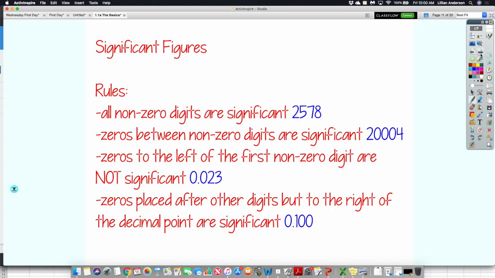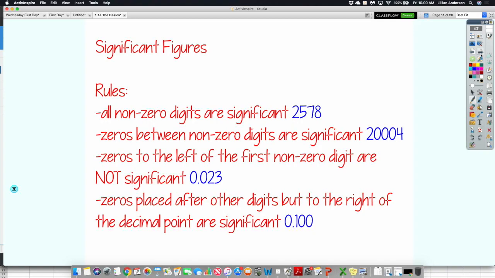The rules. All non-zero digits are significant. So in the blue, you have an example, 2,578. That is an example of 4 significant figures because they're all non-zero digits. So 2 is your first significant figure, 5 is your second, 7 your third, 8 your fourth. Okay, so all non-zero digits are significant.